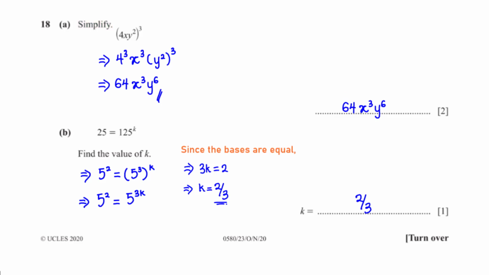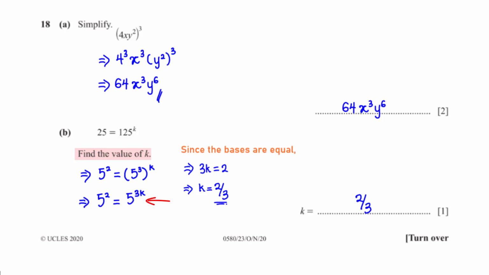25 equals 125 raised to the power k. Find the value of k. We can rewrite 25 as 5 squared and 125 as 5 cubed. For 5 cubed raised to the power k, the powers multiply to give us 5 raised to the power 3k.